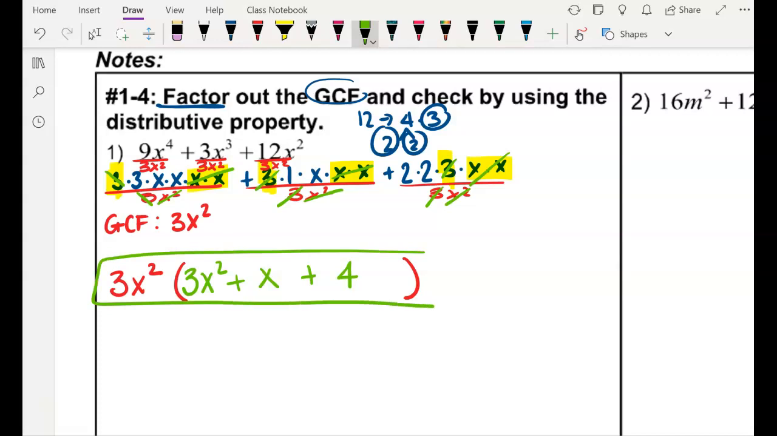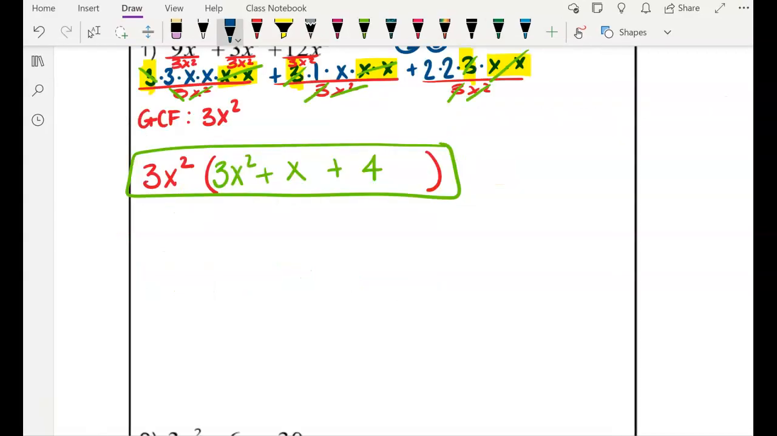When you factor it out, your GCF goes in the front, and whatever's left over is on the inside. Now, your direction says to check it by distributive property. So let's copy down our answer so we can start using the distributive property to multiply it back to see if we get the same answer.